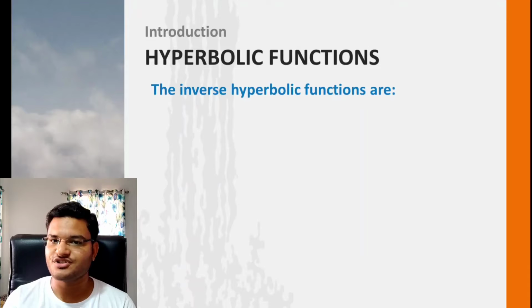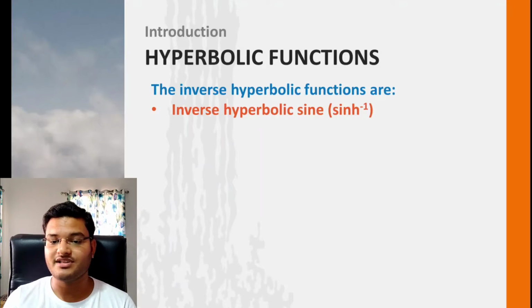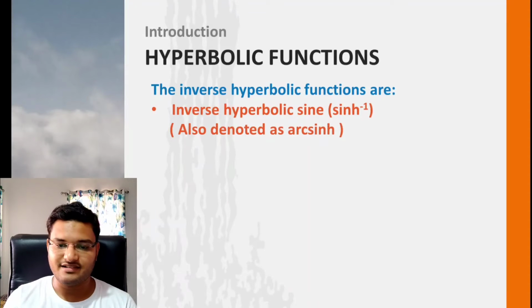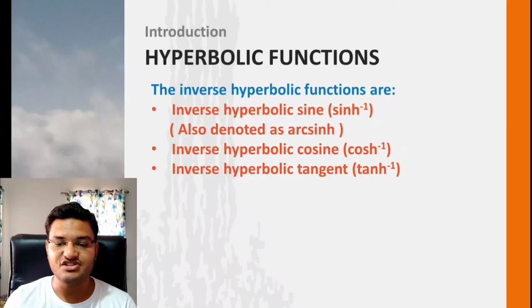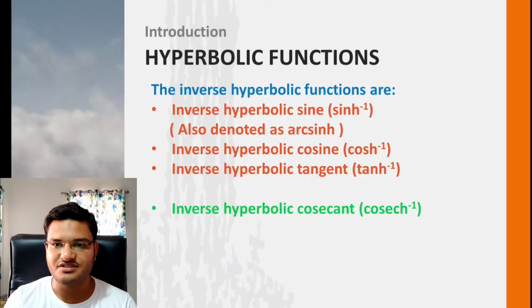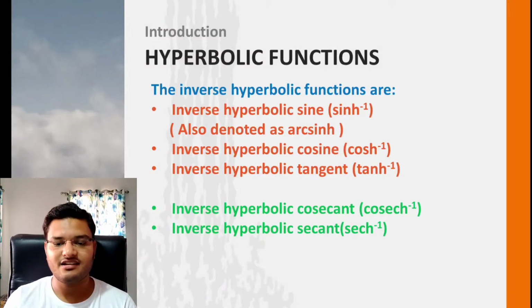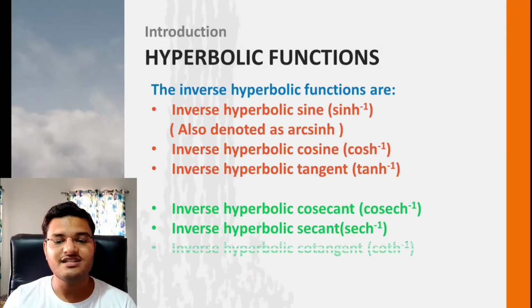The inverse hyperbolic functions are inverse hyperbolic sine function, that is sinh inverse, also denoted as arcsinh. Inverse hyperbolic cosine function, that is cosh inverse. Inverse hyperbolic tangent, tanh inverse. Inverse hyperbolic cosecant, cosech inverse. Inverse hyperbolic secant, sech inverse. Inverse hyperbolic cotangent, coth inverse.